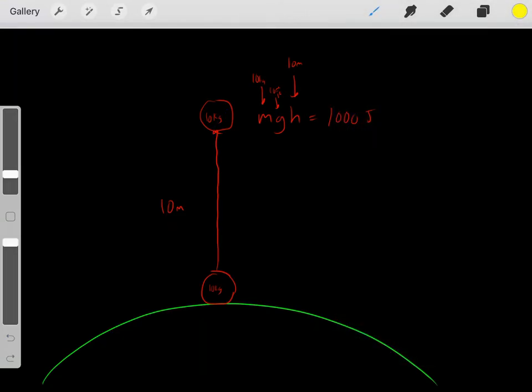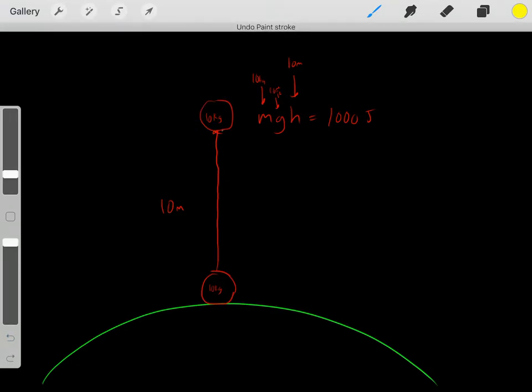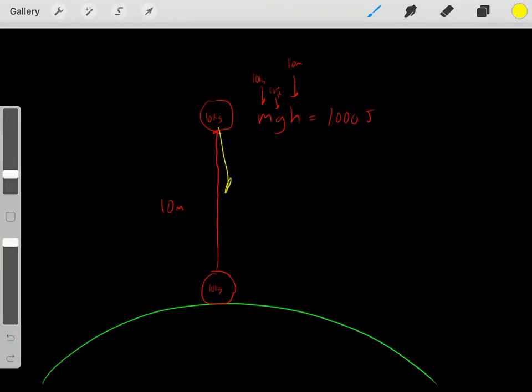So now we have this ball up in the air. But now, what if we were to let this ball go? Now it drops downward, it feels that force downward, and it starts accelerating downward. So now let's say it's at this point. And again, it's still a 10 kilogram ball. That doesn't change. But now how much gravitational potential energy does it have relative to this initial point?